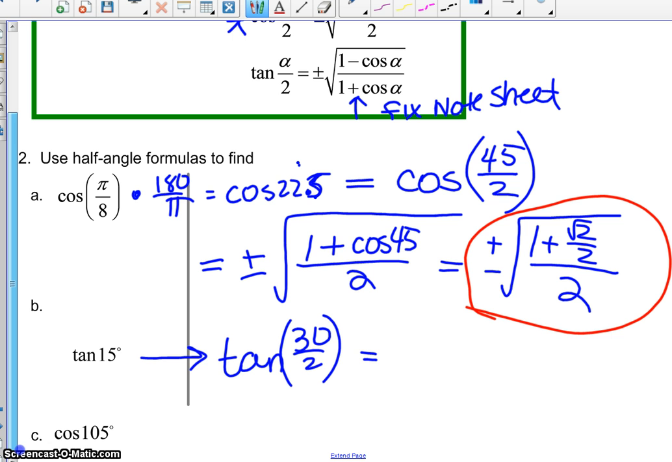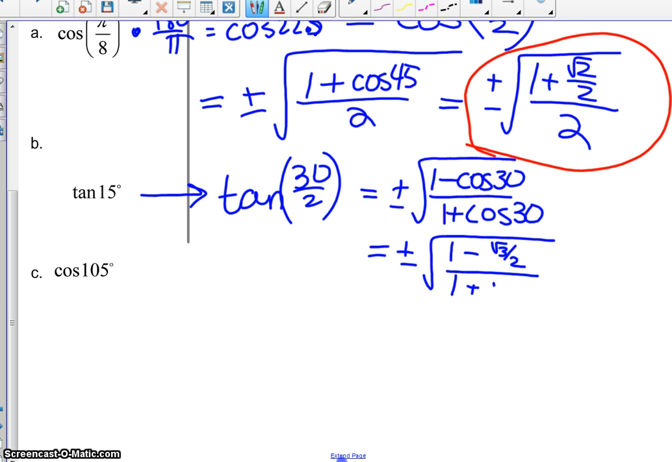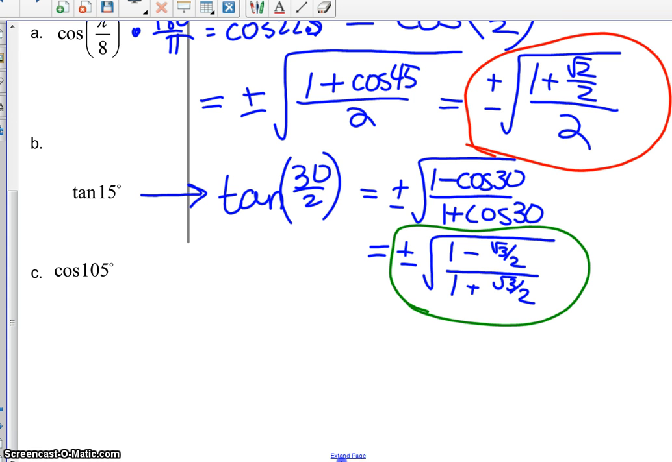With the tangent, I know that that is equal to 1 minus the cosine of that 30 degrees over 1 plus the cosine of that 30 degrees. Plus or minus, and actually we leave the plus minus in there. And 1 minus cosine of 30. Cosine of 30 is square root of 3 over 2. 1 minus square root of 3 over 2, and then divided by 1 plus square root of 3 over 2, all under the square root. We just leave it like this and call it good. Don't worry about simplifying.